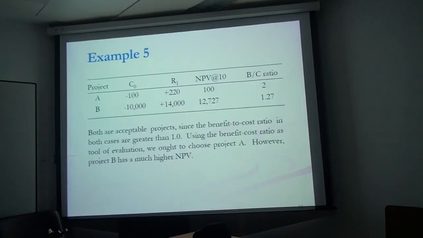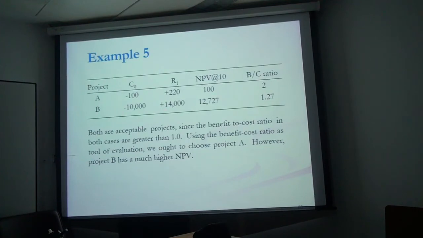And then we have example 5 here. We have again 2 projects here. We have initial costs and the revenues. We have net present value and benefit cost ratio, net present value at 10% and benefit cost ratios calculated.